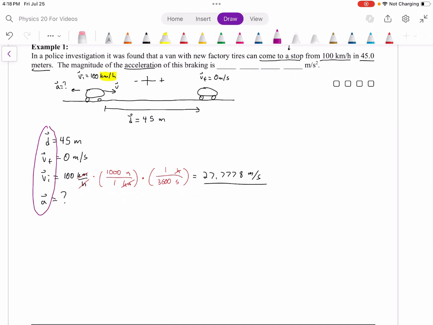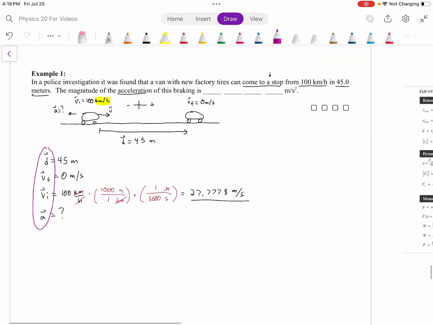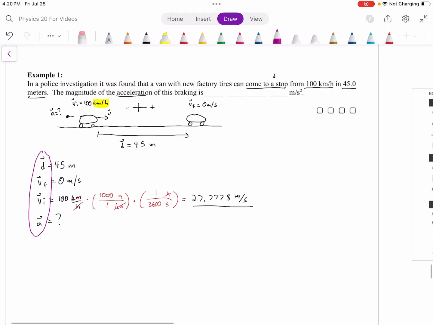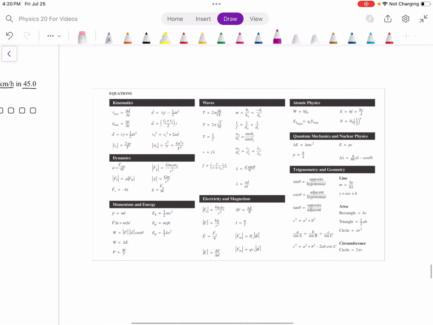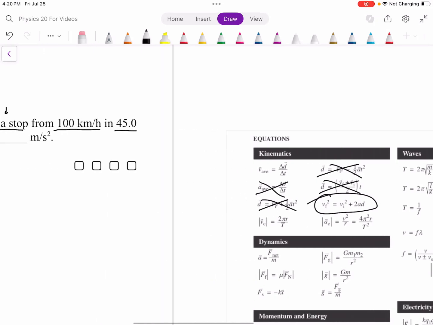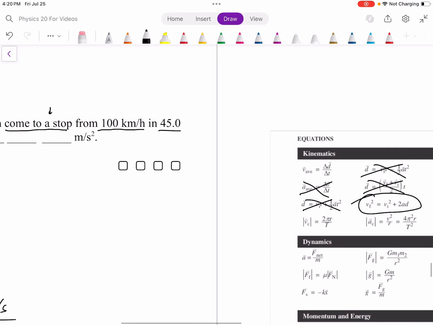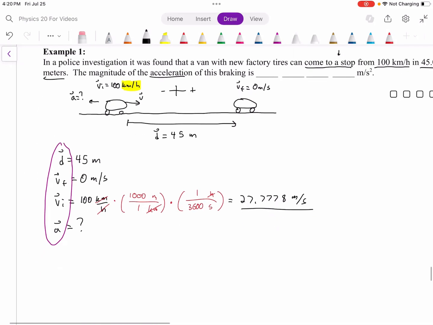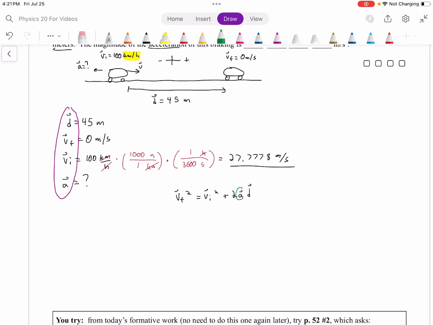Let's go to our formula sheet and see which equation will work here. So we have d, vf, vi, and we want a. Well, again, this won't work because it's got time. This has got time. Time, we don't know time. Aha! The only kinematics equation where we don't need to know time or care about finding time. So let's go ahead and write that down. And now we just need to solve it for acceleration.